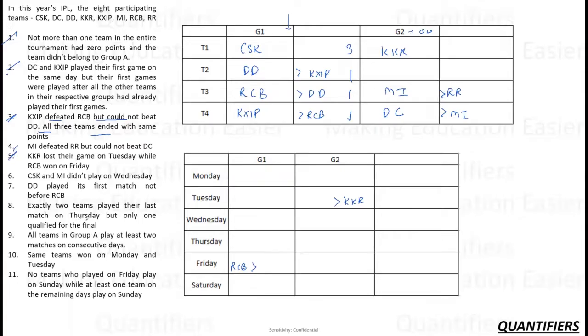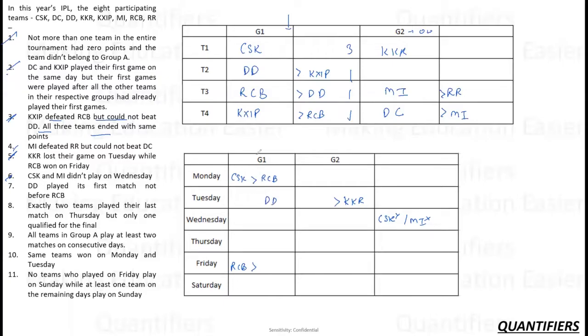Now, CSK and MI did not play on Wednesday. So neither does CSK play here nor MI play here. Okay. DD played their first match not before RCB. So Delhi Daredevils did not play before RCB. So if DD does not play before RCB and these three teams have to play in these 2 days, which means the first match must be between CSK and RCB, right? And the second match was between DD.